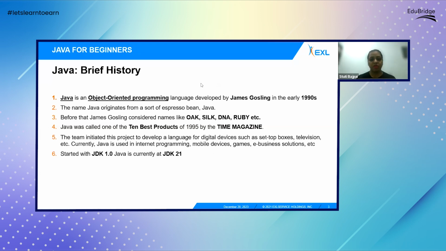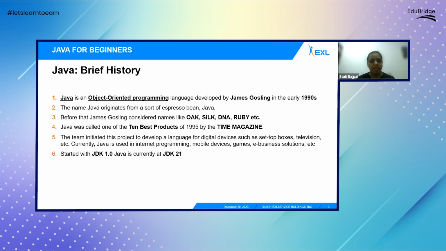Here's a brief history of Java. Java is an object-oriented language. We'll learn about what is object-oriented later on, but it was developed by James Gosling in the 1990s. Before settling on the name Java, they had some more names in consideration like Oak, Silk, DNA, Ruby. And then they settled on Java, which is actually a sort of espresso bean that originates in Africa, I think. And it was awarded as one of the 10 best products in 1995 by Time Magazine.